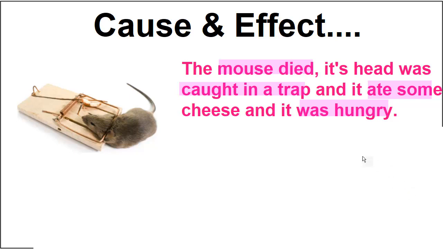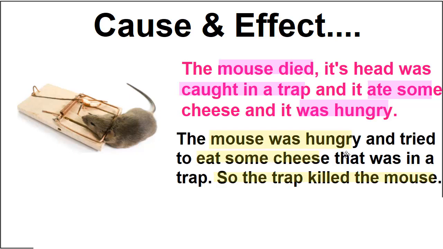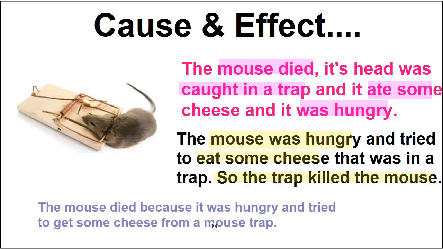So here's probably a better way to explain what happened using cause and effect in the correct flow. The mouse was hungry and tried to eat some cheese that was in a trap. So the trap killed the mouse. Right? This has a flow to it. It's not just a bunch of random things thrown together in a couple sentences. Another way you could have done it, you could have flipped it around a little bit, but used the word because: The mouse died because it was hungry and tried to get some cheese from a mouse trap. Look at both these explanations. They actually have a cause and effect to them. They're not just random like this other one.